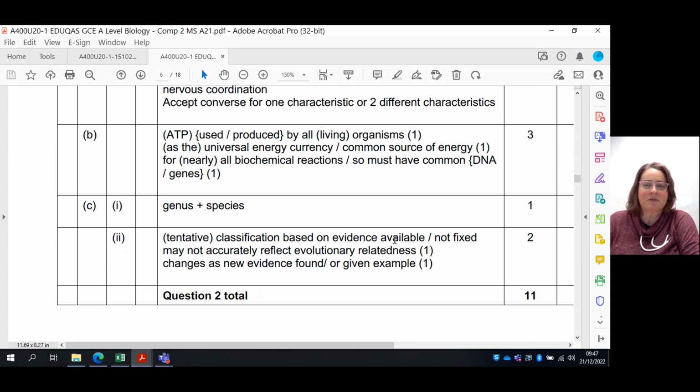So here we go. Based on new evidence available, therefore it's not fixed, and that evolutionary relatedness will need to be reviewed based on the new evidence found. If you've given an example and you said DNA analysis gives new information for reclassification, that will do. You'll get that mark. Right, okay, I'm going to stop that here. So we've got that question 2.